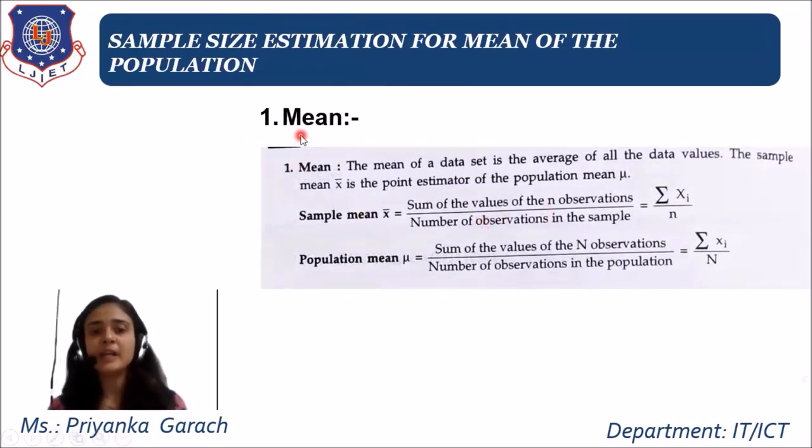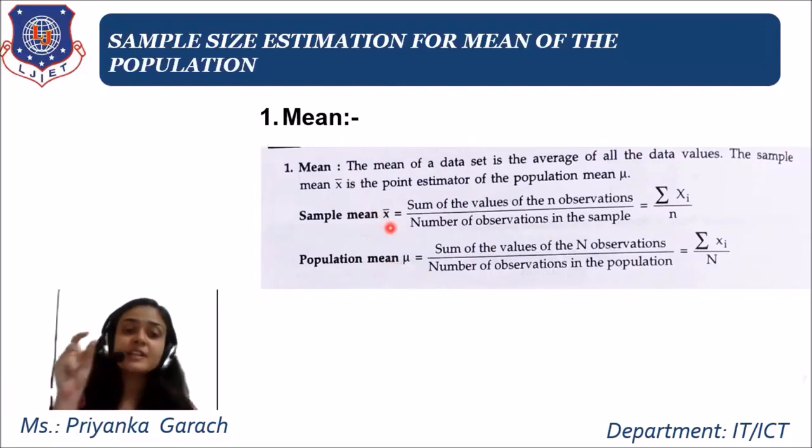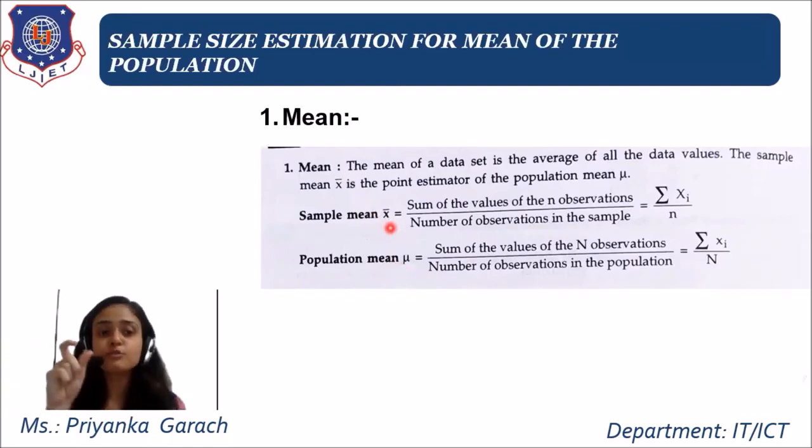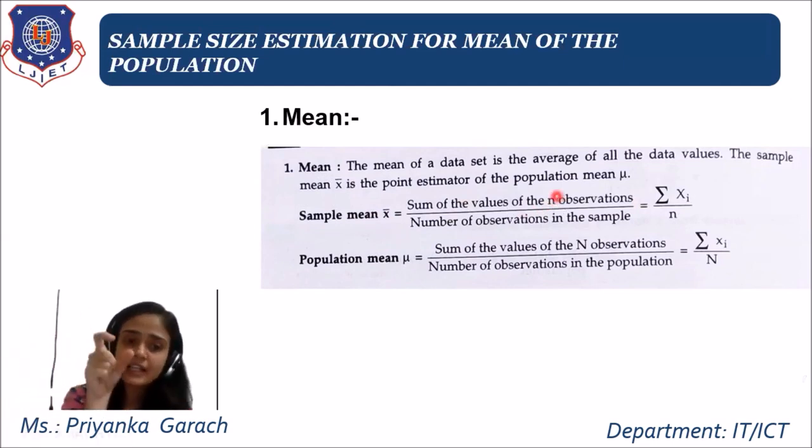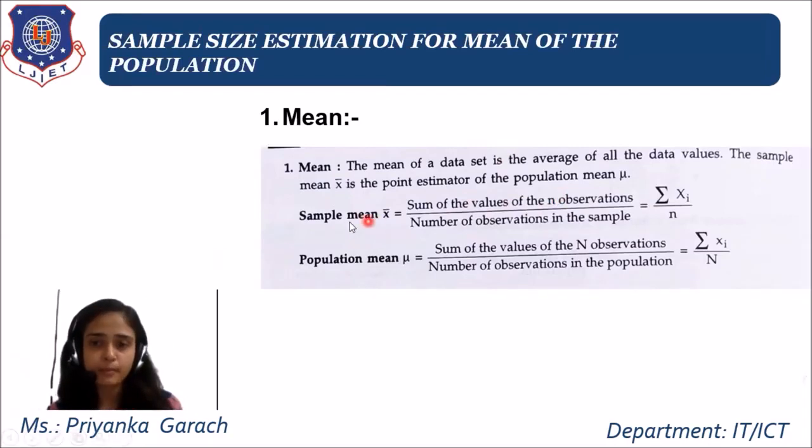What is the mean? Mean means the average of all the data values. So sample mean is given like this, that is the x bar. Population mean is given like this, that is the mu. So what is the sample mean? Whatever the elements are present in the sample, you have to do the summation of all that. So that will be in the numerator, divided by the total number of observations in the sample. So that will be your sample mean. That is, summation of each observation divided by the total number of observations.